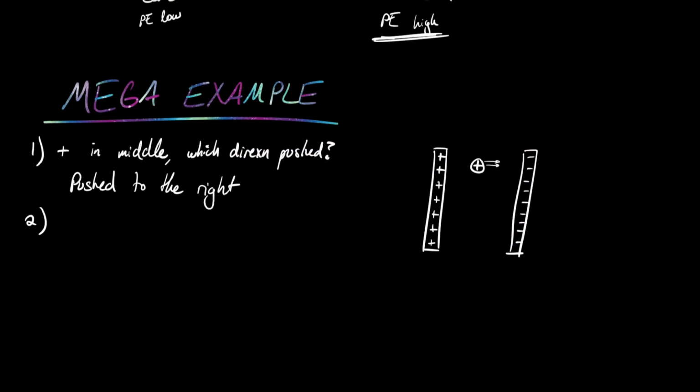Second question. If I put a negative charge in the middle, which direction will it get pushed? Think about it for a second here. Again, this is just using, not thinking about electric field too much. What charges are creating repulsion for what charges? A negative charge placed in the middle. Let's see, it loves being near the positive guys, and it hates being near the negative guys. So it's definitely pushed to the left.